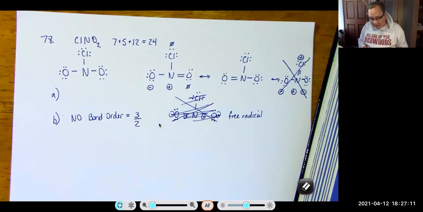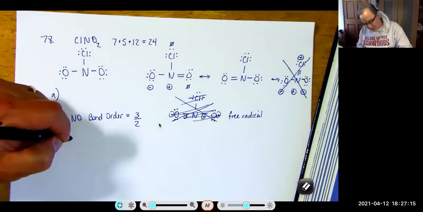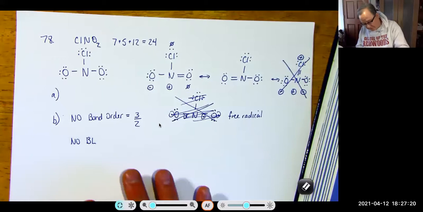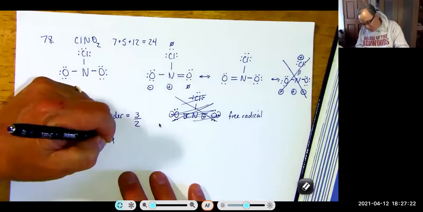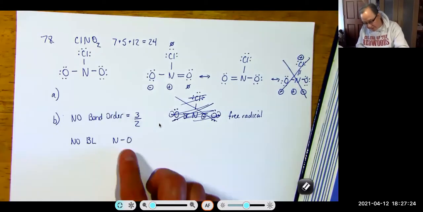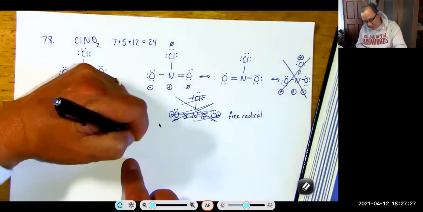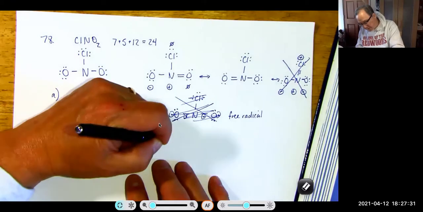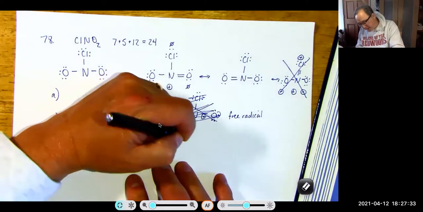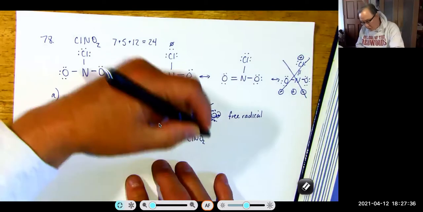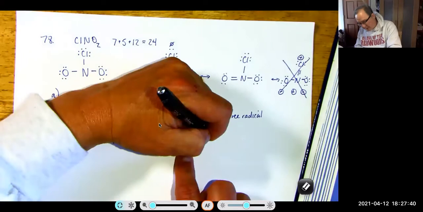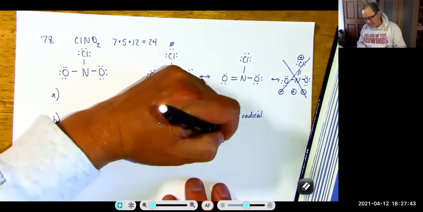Okay, so now if we wanted to get the actual NO bond length, this is what we can say without knowing any numbers: that the NO single bond is going to be longer than our NO bond in ClNO2, and this is going to be longer than an NO double bond. That's what we expect.